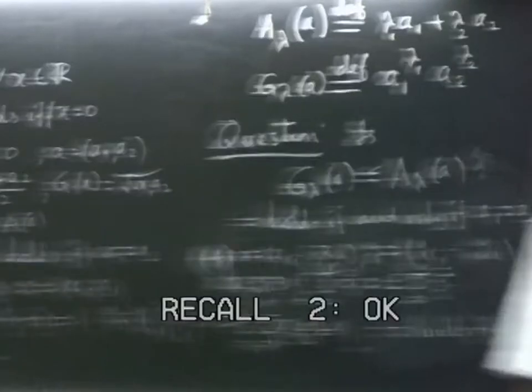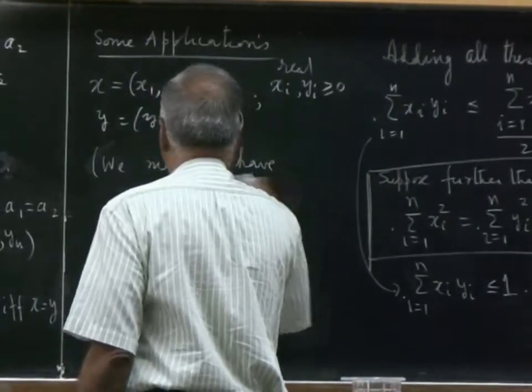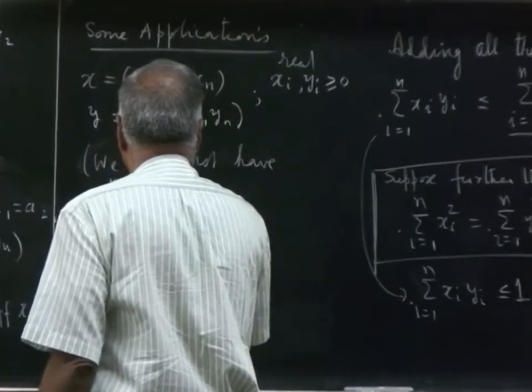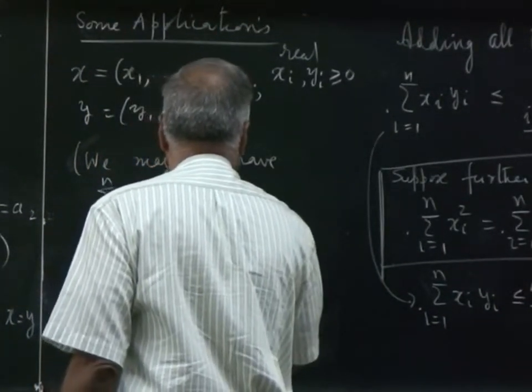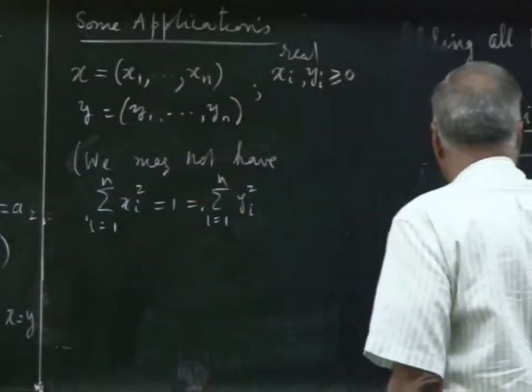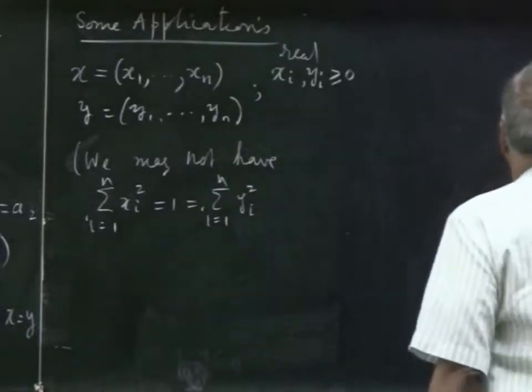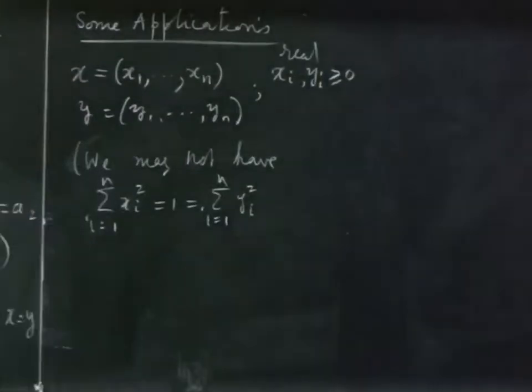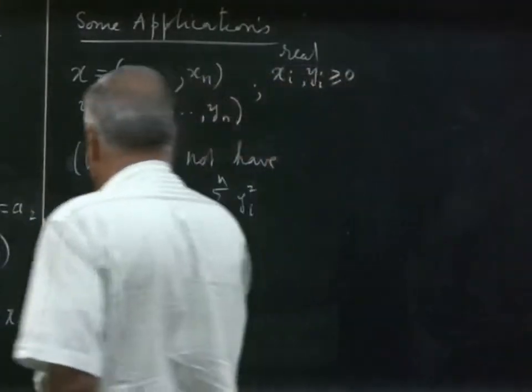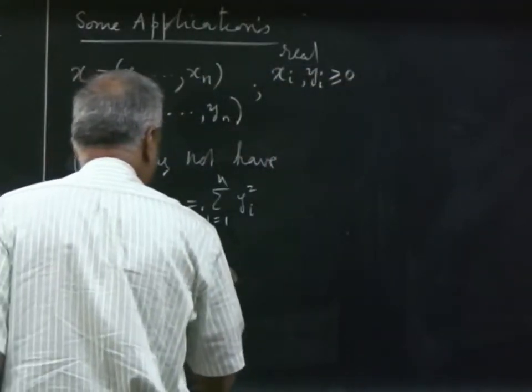We may not have summation I equal to 1 to n xi squared equal to 1 equal to summation I equal to 1 to n yi squared. So, therefore, I must somehow bring it to this case. So, whenever you have a vector whose length is not 1, you bring it down to a vector of length 1 by dividing it by the length. But even in order to divide by the length, I must make sure that I am not dividing by 0. So, I must assume that the vectors are non-zero. Afterwards, we will take the case when one of the vectors is 0. So, without loss, suppose x, y are non-zero vectors.